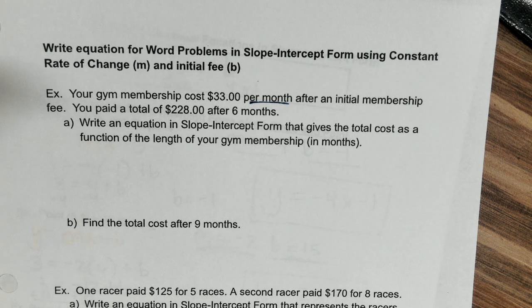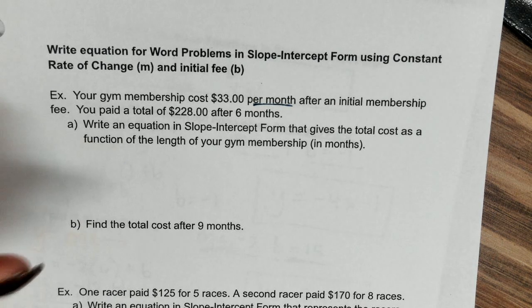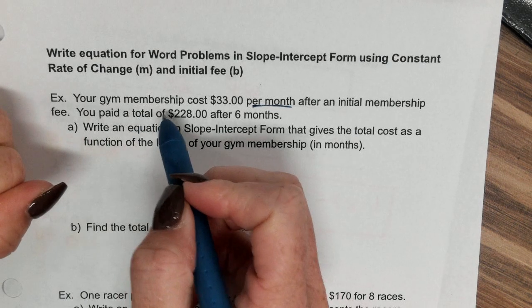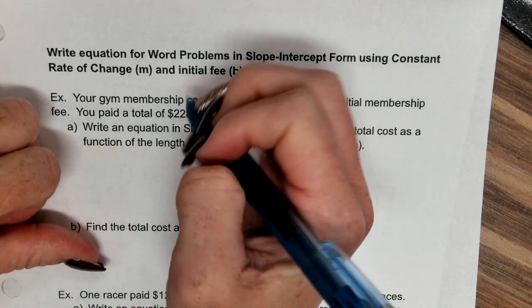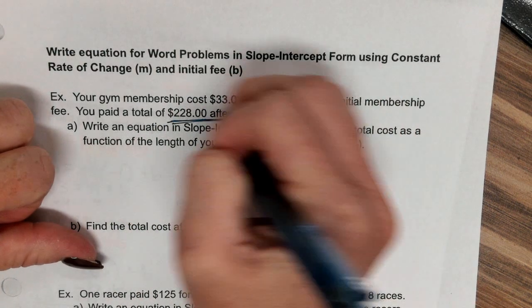After an initial membership fee, did it give you the b? Yes or no? It did not. You think we're going to have to solve for it? Yes, it says you paid a total of $228 after 6 months. What did they just give you right here?